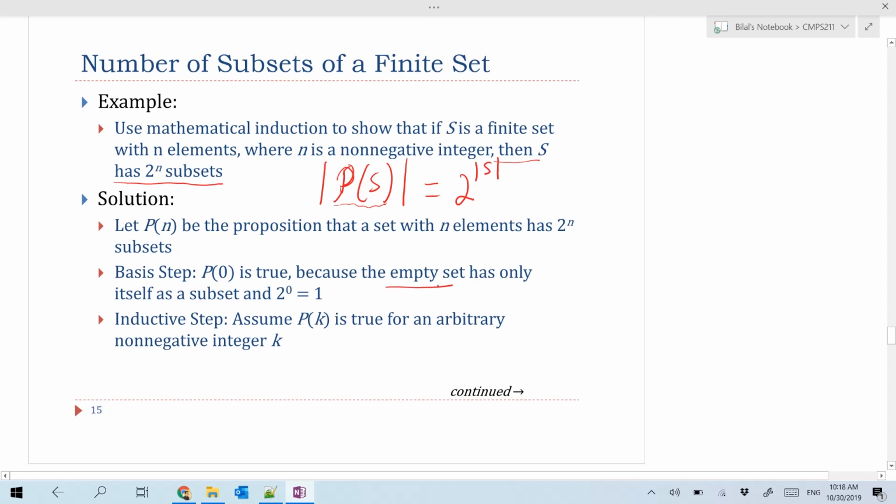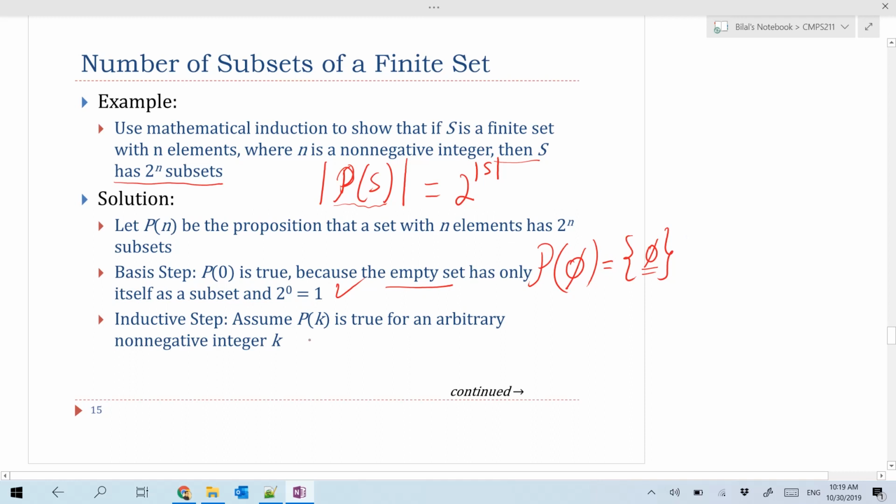So actually, for an empty set, this property is true. In fact, the size of the empty set is equal to 0, and 2 to the power 0 is equal to 1. And the power set of the empty set has only one element, which is the empty set itself, being put as an element within a set. So the size of the power set is equal to 1.